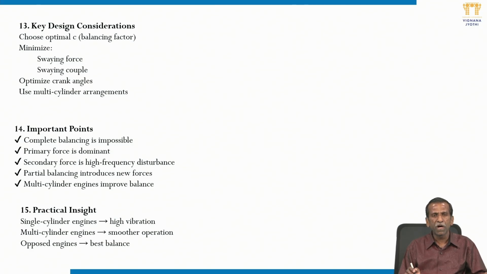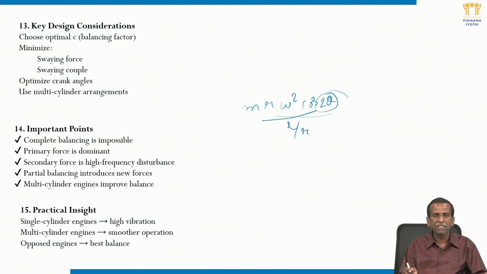So what are the important points you need to understand? Complete balancing is impossible. Primary force is dominant. Secondary force is a high frequency disturbance. Primary force is dominant because of the value you have seen. If you write it, the secondary force is m r omega square cos 2 theta divided by L by R. What is the value of L by R? It is always in the range of 4 to 6 in general engines adopted. So its magnitude is very small compared to the primary force. That's why primary force is dominant and secondary force is a high frequency disturbance, with frequency 2 theta as you have seen.